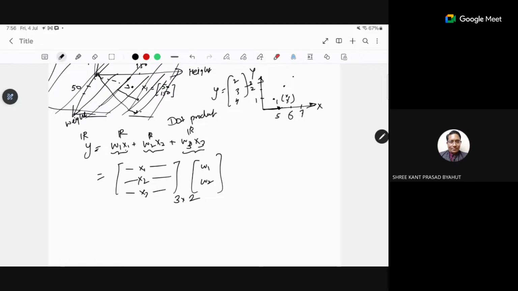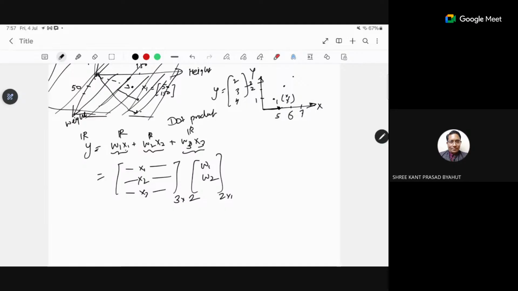But I think it should be 3, right? Why? W1, W2, W3 is equal to Y. 3 cross 2 into 2 cross 1 will give a 3 cross 1 matrix. So the W matrix will be 2 cross 1. Y should be 3 cross 1. Annapurni is saying the W should be 2 cross 1. Correct. W1, W2, yeah, 2 cross 1.